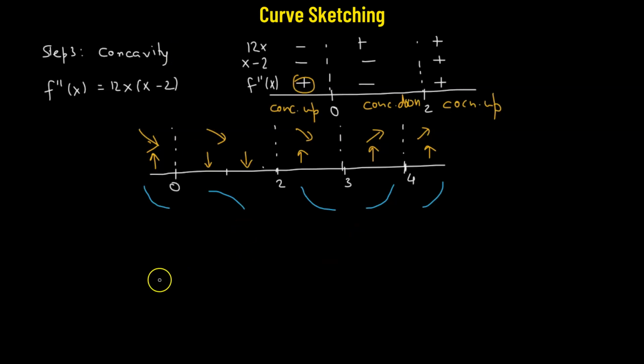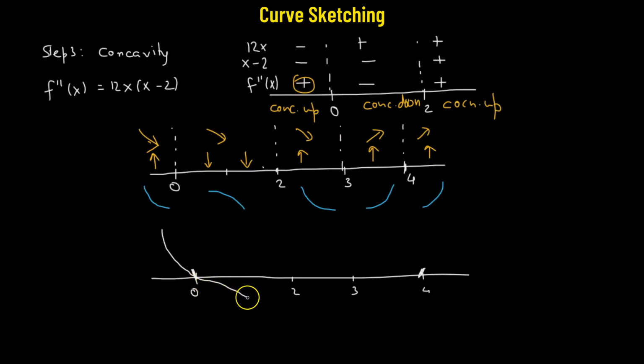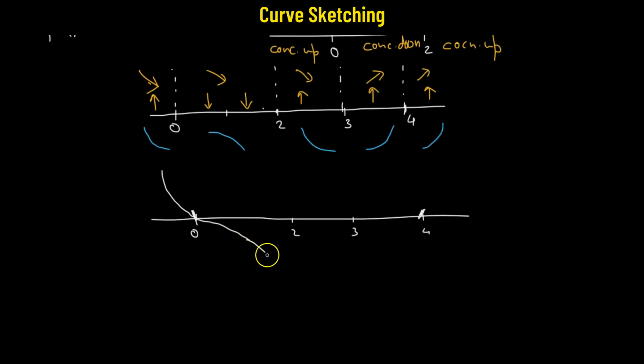So we'll have 0, 2, 3, and 4. Because we have the function x-intercept at 0 and 4, it's going to pass through these points 0 and 4. So for values less than 0, it is going to be concave upward but decreasing. Then it's going to change its direction. Between 0 to 2, it is going to be decreasing, but it is going to have a downward concavity.